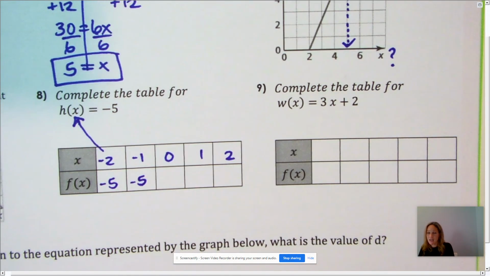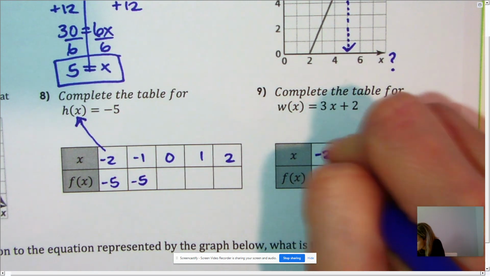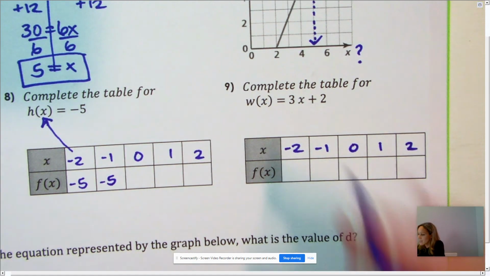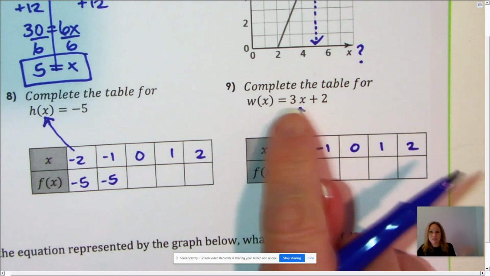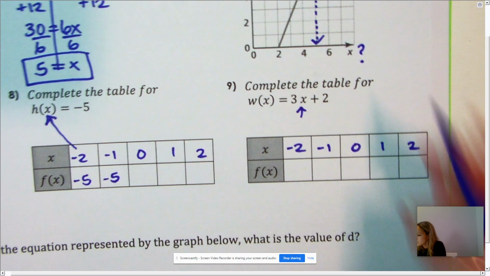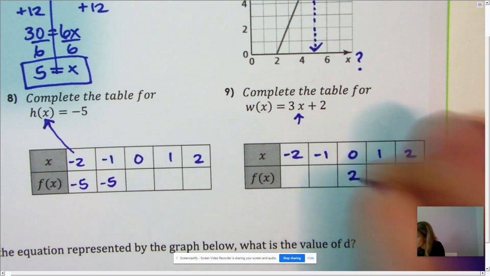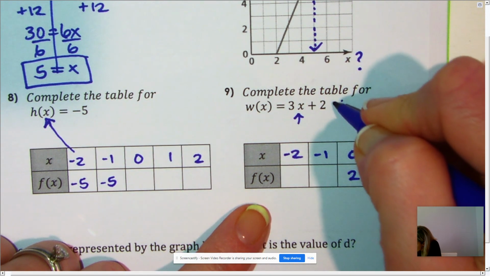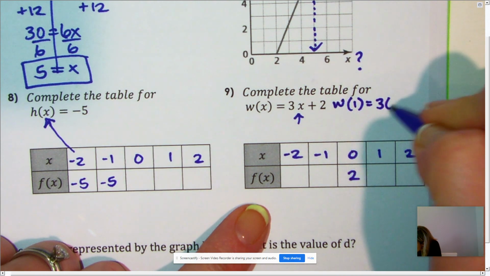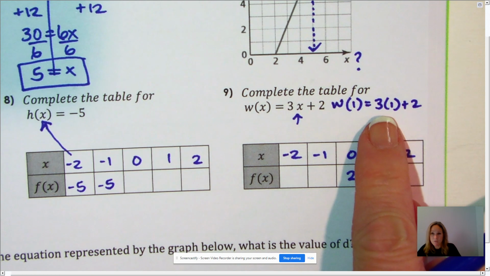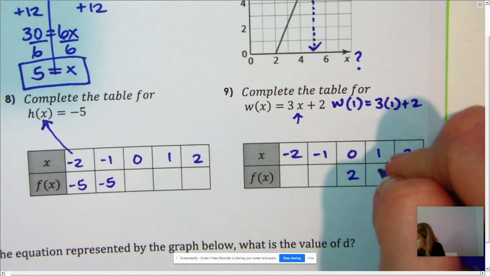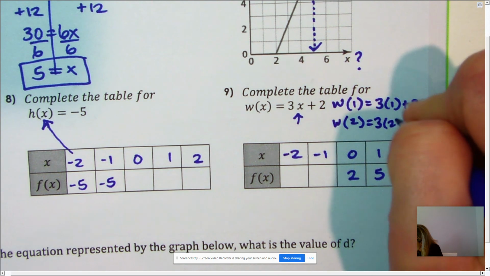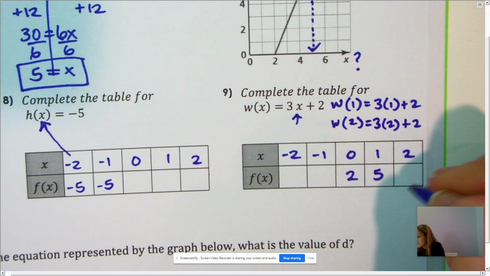Okay. Question number 9. This is more like the one we did in the practice problem. -2, -1, 0, 1, 2. Again, I like to start by plugging in the easiest ones. Like if I take 0 and go 3 times 0, that's just going to be 0. And then if I add 2 to it, 0 plus 2 is just 2. Okay, then if I plug in the 1, so I'm going to go W of 1 equals 3 times 1 plus 2. Well, 3 times 1 is 3. 3 plus 2 is 5. Then I'm going to do the same thing for 2. And I have 3 times 2 is 6, plus 2 more is 8.